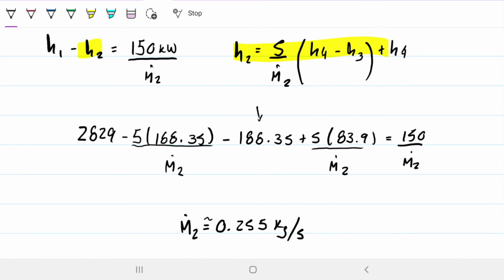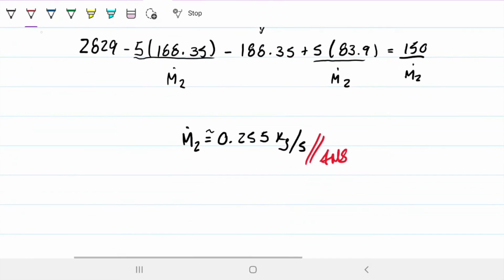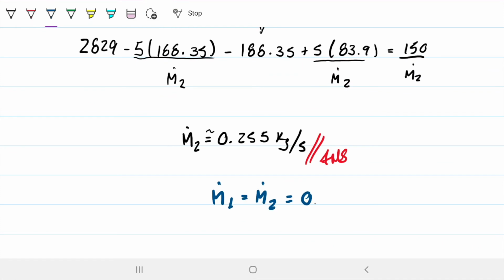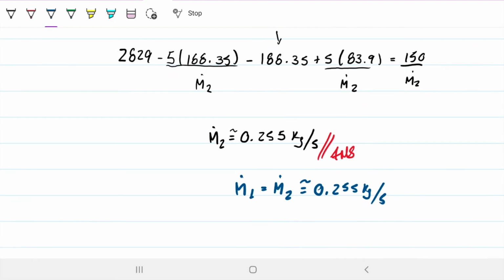That is kilograms per second. Okay, so that is one of the things we're looking for. Remember that this M1 equals M2 by the first analysis we did on the turbine, so it also equals approximately 255 kilograms per second. And the other thing that we wanted to determine is enthalpy 2, right? Which is part B of the problem.